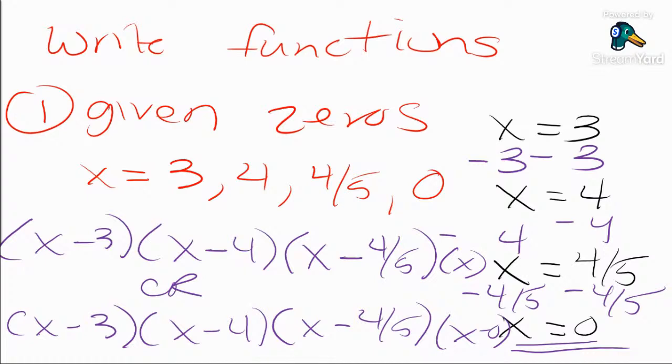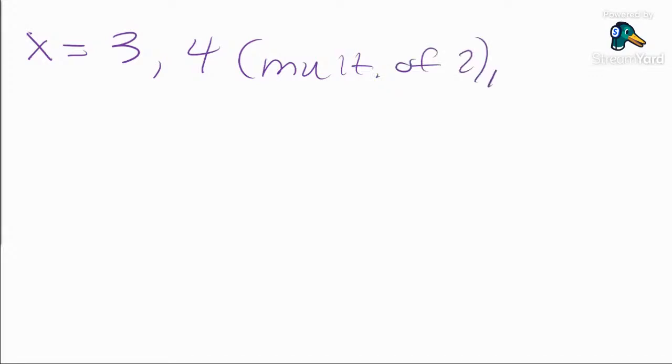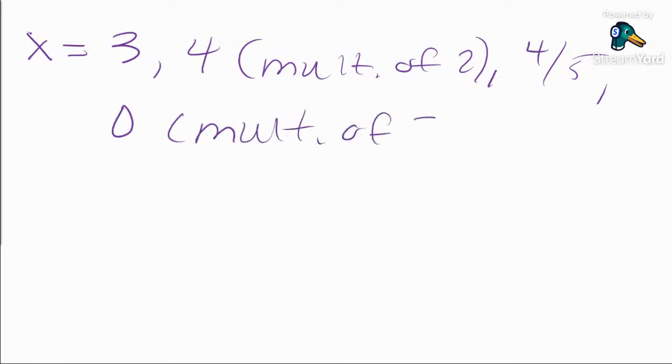Now, let's talk about if we have some multiplicity, because that can show up here, and we have to honor being able to write the function that would include the multiplicity. So our goal is still to write the function, but this time we're going to have x equals 3, 4 with a multiplicity of 2. We're still going to keep 4/5, and we're also going to have 0, but that's going to have a multiplicity of 3.